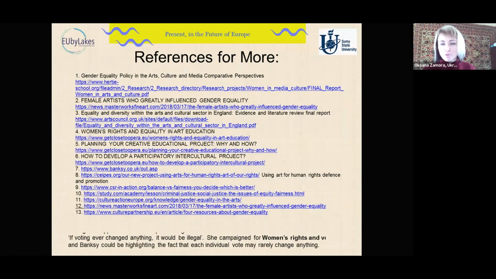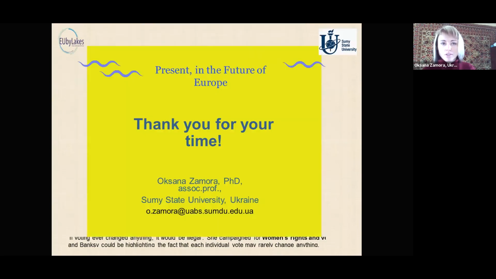Some of them are used, the majority of them are completely not used. If you are interested, you will see not only the theory of gender equality, but also a lot of art projects and things. For example, how to develop a participatory intercultural project. This is something which you can use as an artist.